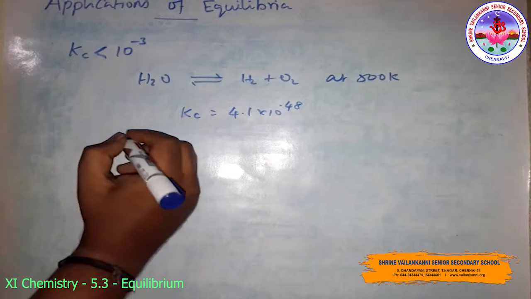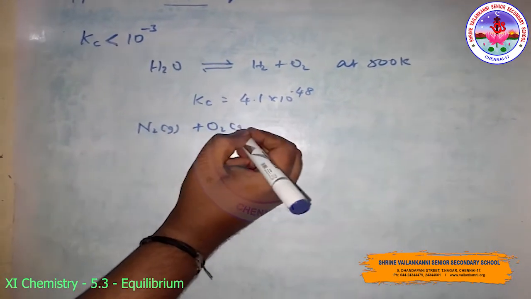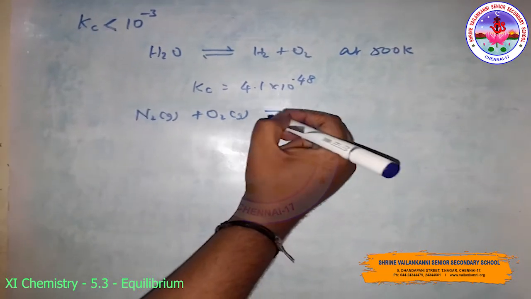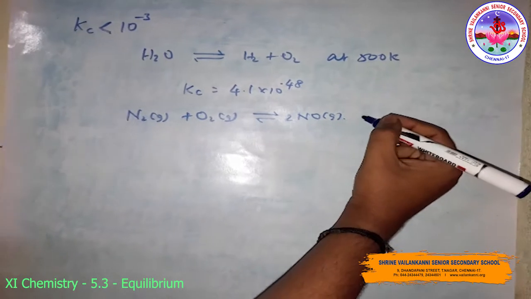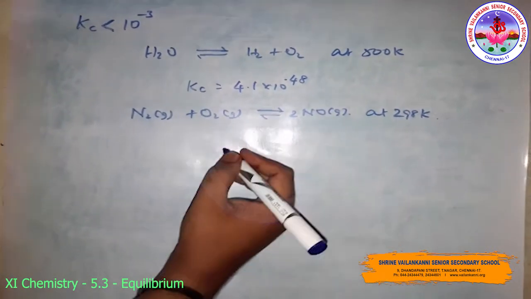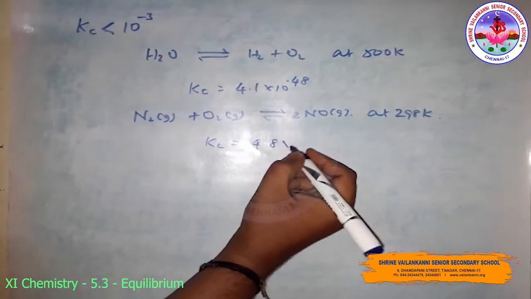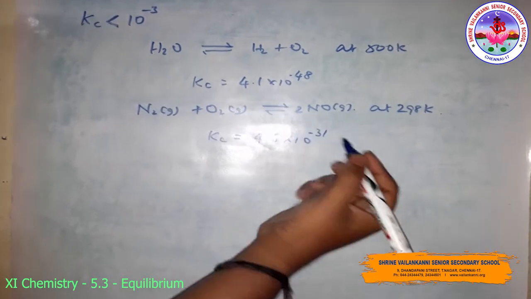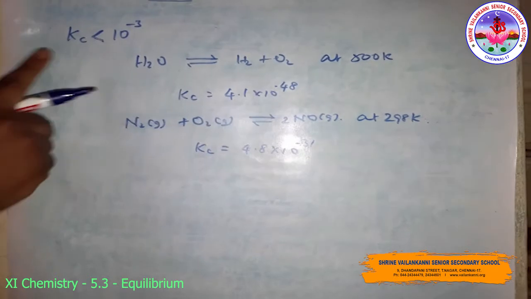Another example is nitrogen gas reacting with oxygen gas to form nitrogen monoxide gas at 298 Kelvin. Here the Kc value is 4.8 × 10^-31. So this is for Kc less than 10^-3.